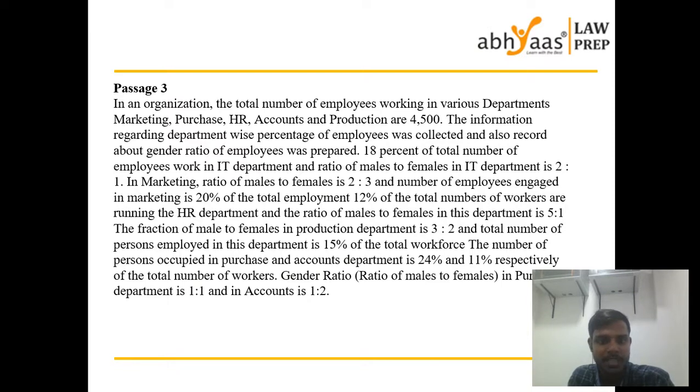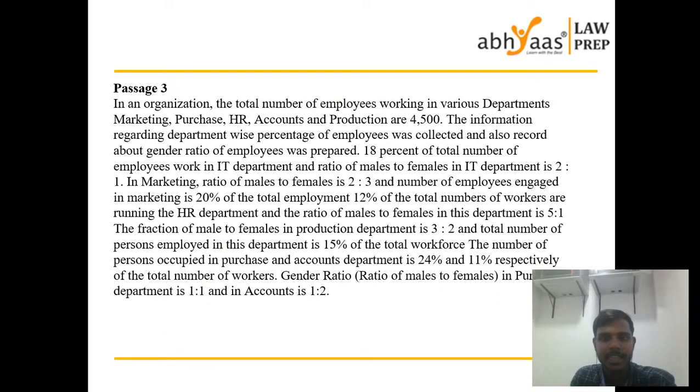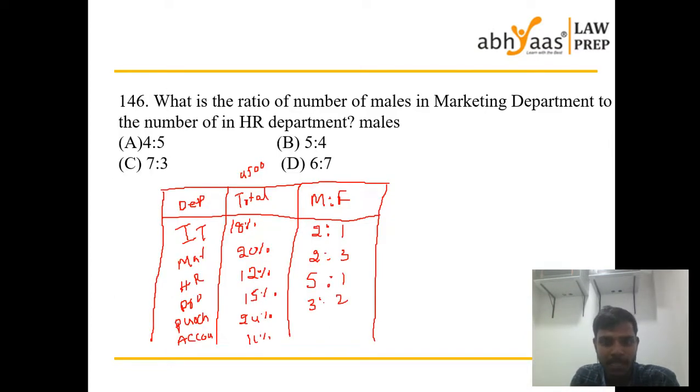The total number of persons employed in purchase and accounts is 24% and 11% respectively. So in purchase the total is 24%, and in accounts it is 11%. Very simple. Next, the male to female gender ratio in purchase is 1:1 and in accounts is 1:2.